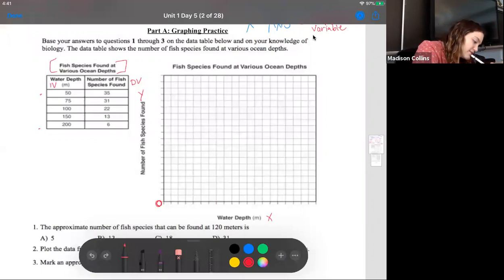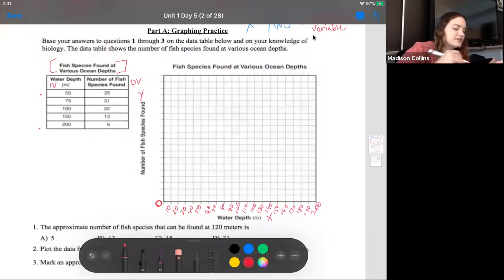So if I count out 10, 20, 30, 40, 50, 60, 70, 80, 90, 100, 110, 120, 130, 140, 150, we're almost there, 160, 170, 180, 190, 200. Tens will work because we're able to fit the entire range of our values on the bottom of that graph.